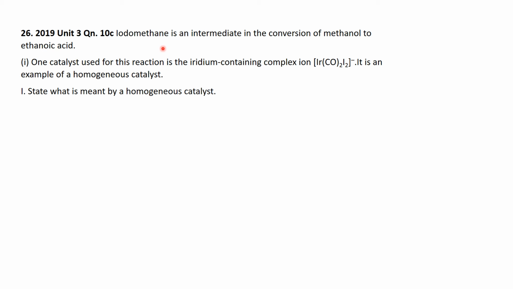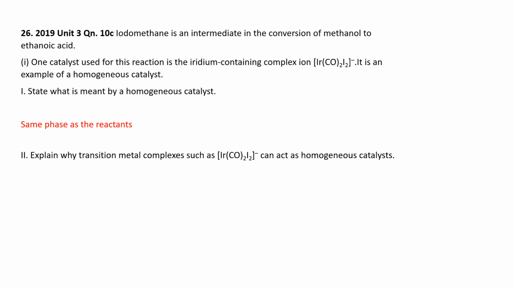And 6, iodine intermediate, conversion of methanol to ethanoic acid. One catalyst is the iridium-containing complex ion. That's iridium with 2 carbonyl ligands and 2 iodides. It's an example of a homogeneous catalyst. A homogeneous catalyst is one that's in the same phase as the reactants. Methanol is a liquid, so this will be either a liquid itself or, much more likely, just dissolved in your solution mixture, which indeed is the case.